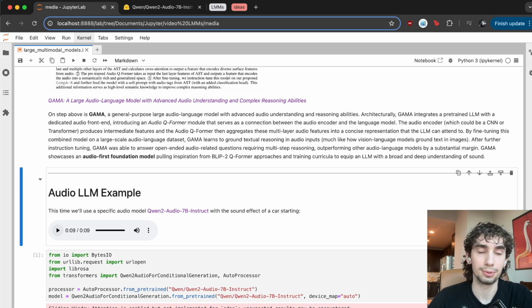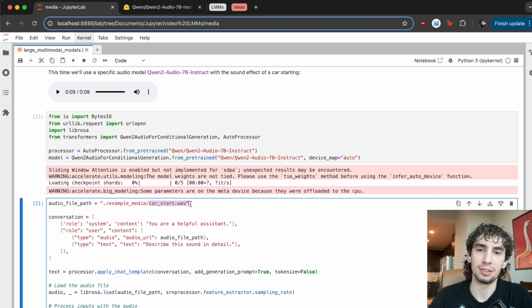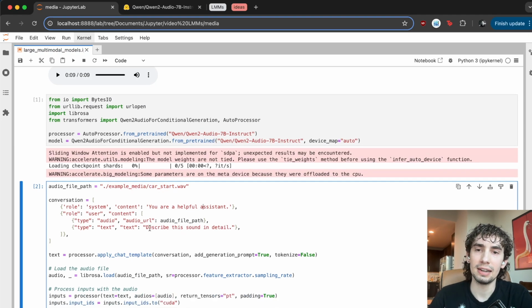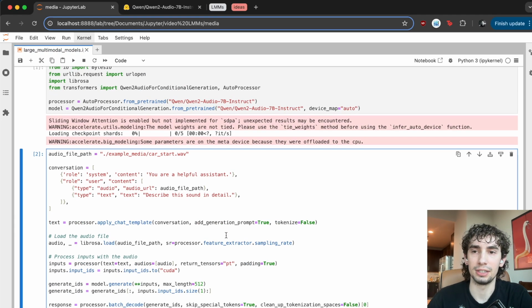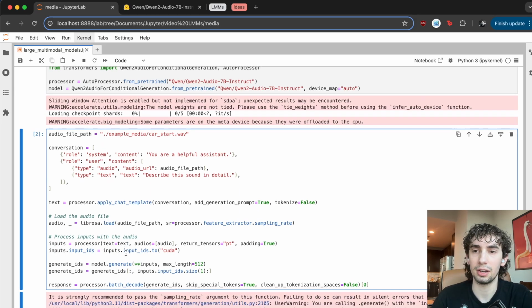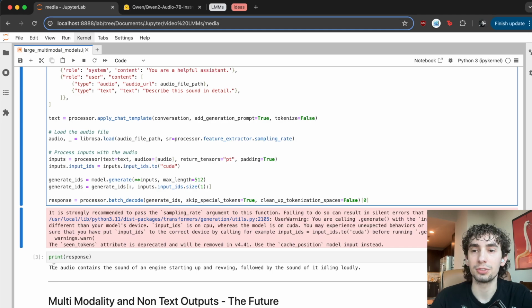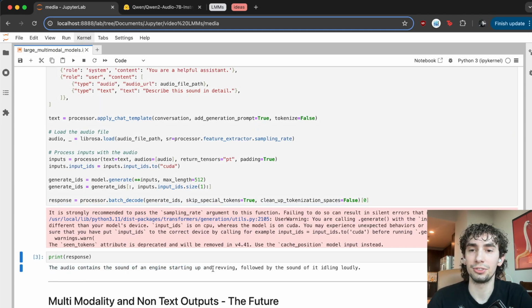Great sound effect. And so then after loading the processor and model from Hugging Face, what we can do is pass in the wave file here and ask it to describe this sound in detail. And then of course, after processing it, loading the audio file and having it all get processed into a format that the model can understand, we generate from it and get our response, which is: the audio contains the sound of an engine starting up and revving, followed by the sound of it idling loudly.